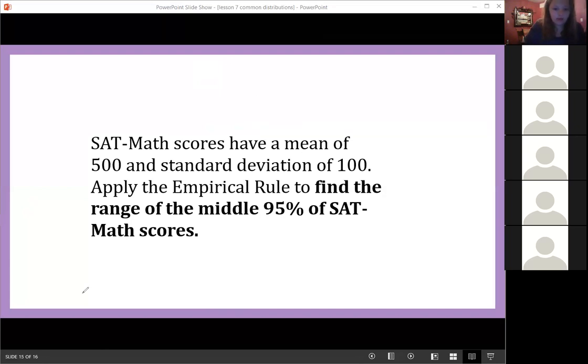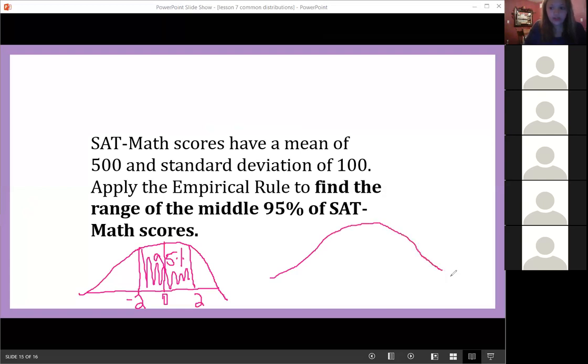So remember, our empirical rule told us that 95% of our data lies within plus or minus 2 standard deviations of the mean. If our mean is 0 here, we're going to have 95% of our data here. If we apply the same rule to the data that we have here, I'm going to use a different color. I like colors. So I want to first draw my mean here.